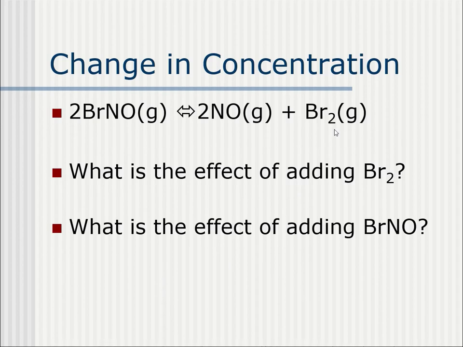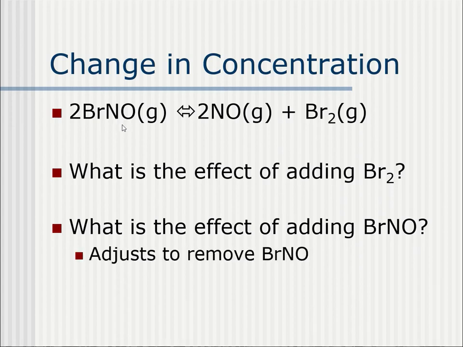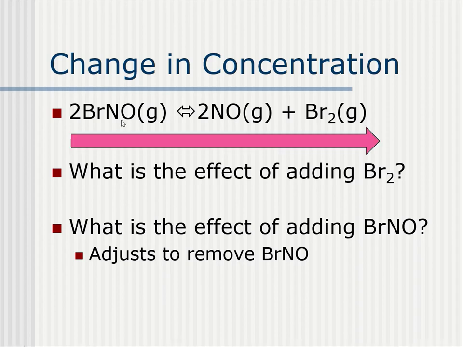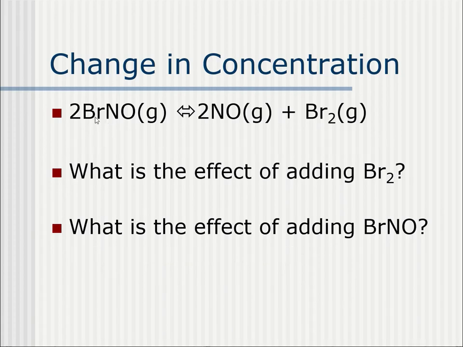If I add BrNO, the bromine nitrogen oxide compound, then it's going to shift away from that again. It's going to shift in a way to try to remove the BrNO, and it's going to shift towards the right. If you add something to a system, it's always going to shift in a way that's going to try to get rid of that. So it's going to shift away from it. That means in this situation, NO will go up, Br will go up, and ultimately BrNO will go down to try to minimize the stress.